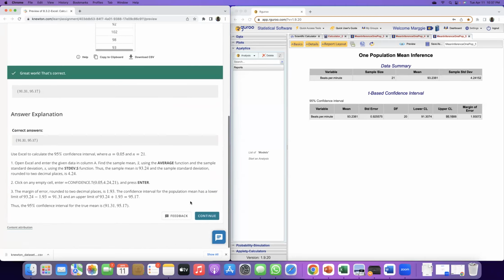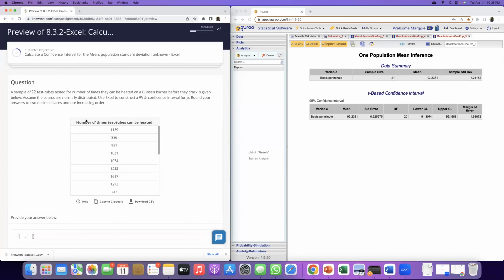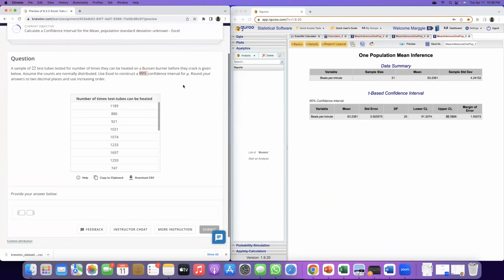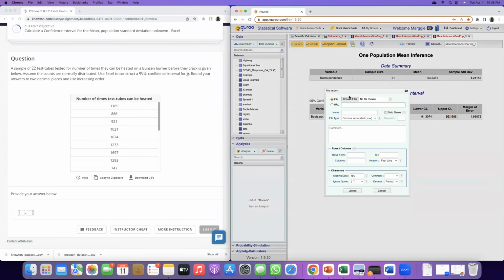All right, I'm going to do one more. Okay, so again, we have the number of times test tubes can be heated. We have a sample of 22. We don't have any more information because everything is going to come from the sample. And we are going to construct a 95% confidence interval for the population mean. So again, I'm going to download. I'm going back to RGuroo to import that data set.